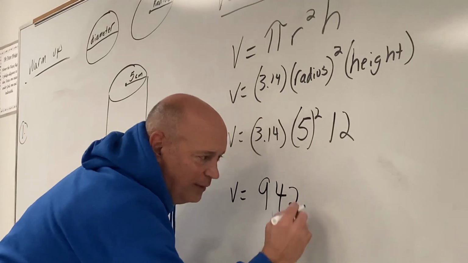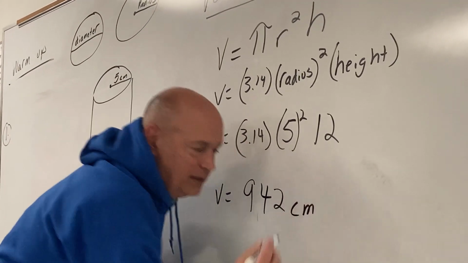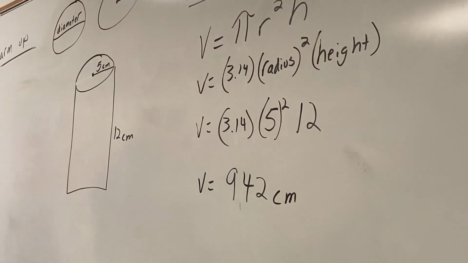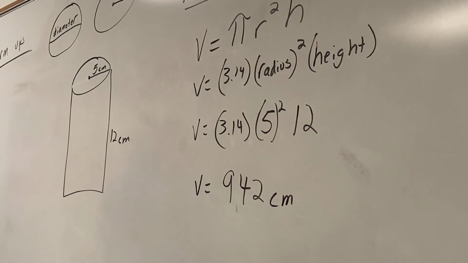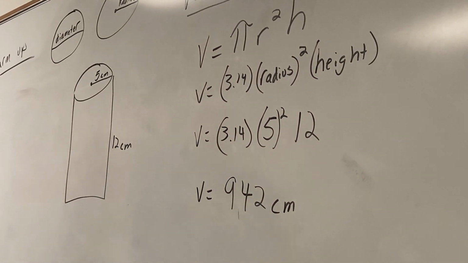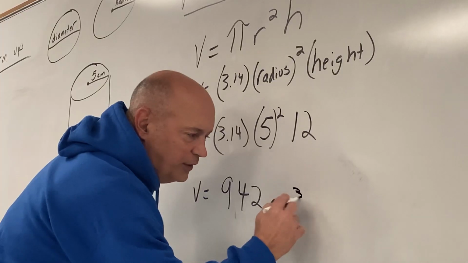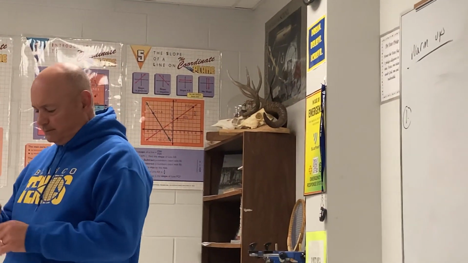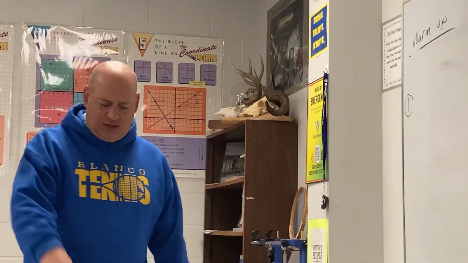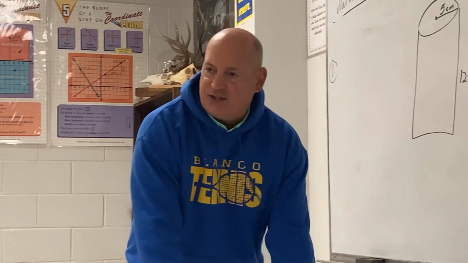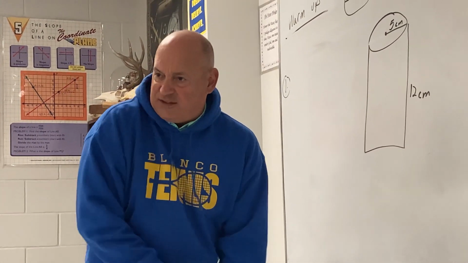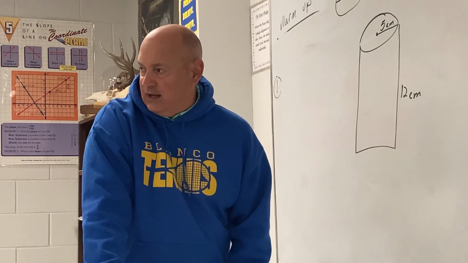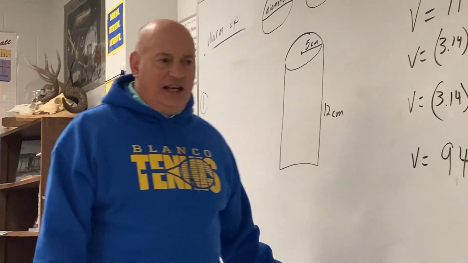942. And we would need to label that centimeters what? Squared. Not squared. Cubed. All volumes are in 3 dimensions. Are you with me? 2 dimensions would be like the area of this square on the floor. It's flat. It only has a length and a width.